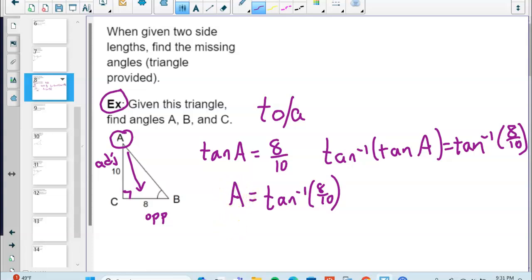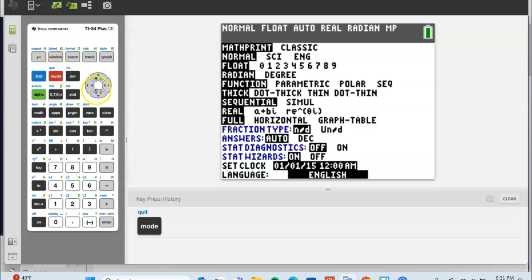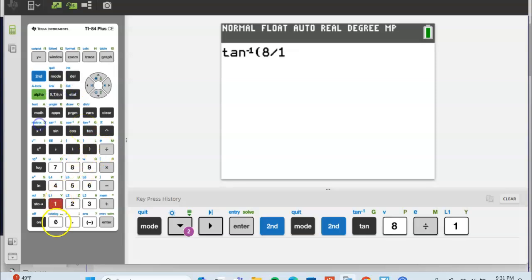So I grab my calculator. I make sure it is in degree mode. Notice mine is not. So I'm going to arrow down, arrow across, put it in degree mode, exit out of there by doing second and mode to quit. Now I'm going to do second function and tangent to get tangent inverse. So I'm going to type in my ratio 8 over 10.